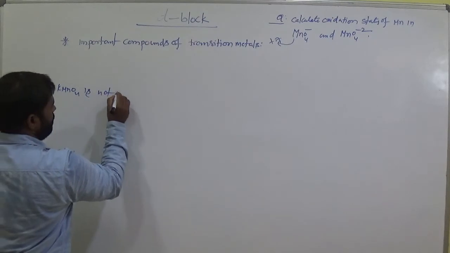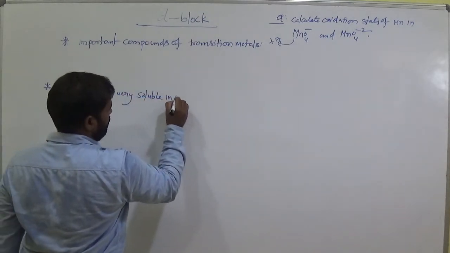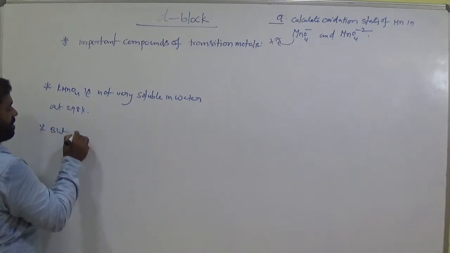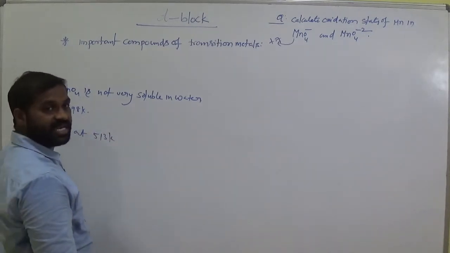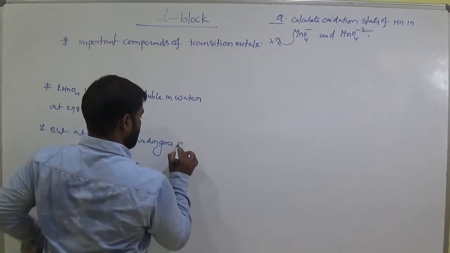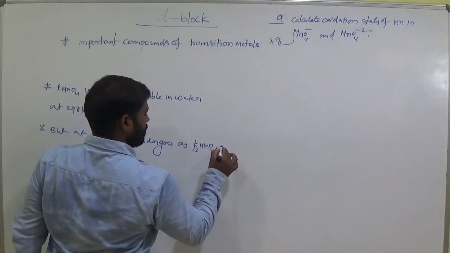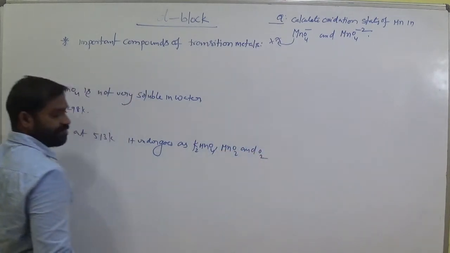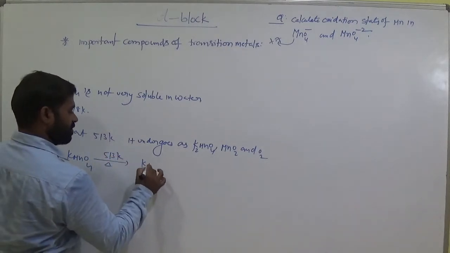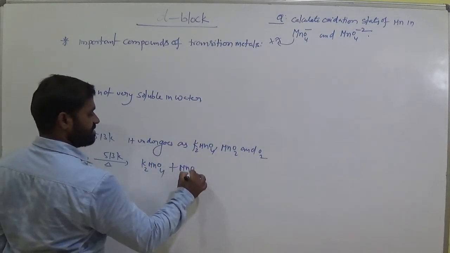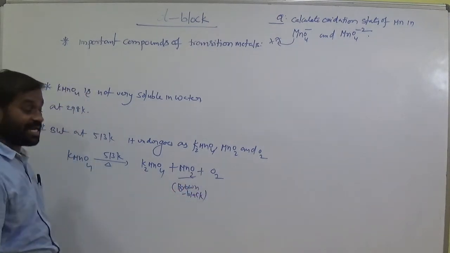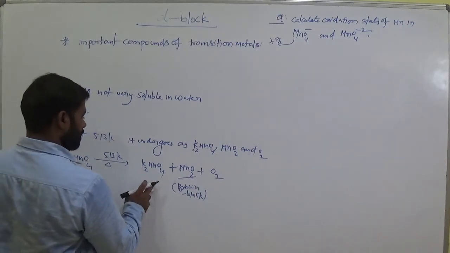KMnO4 is not very soluble in water at 298 Kelvin, but at 513 Kelvin, on heating, it gives potassium manganate, K2MnO4, manganese dioxide, MnO2, and oxygen, O2. Manganese dioxide is a brown-black compound, also called a rat killing agent.